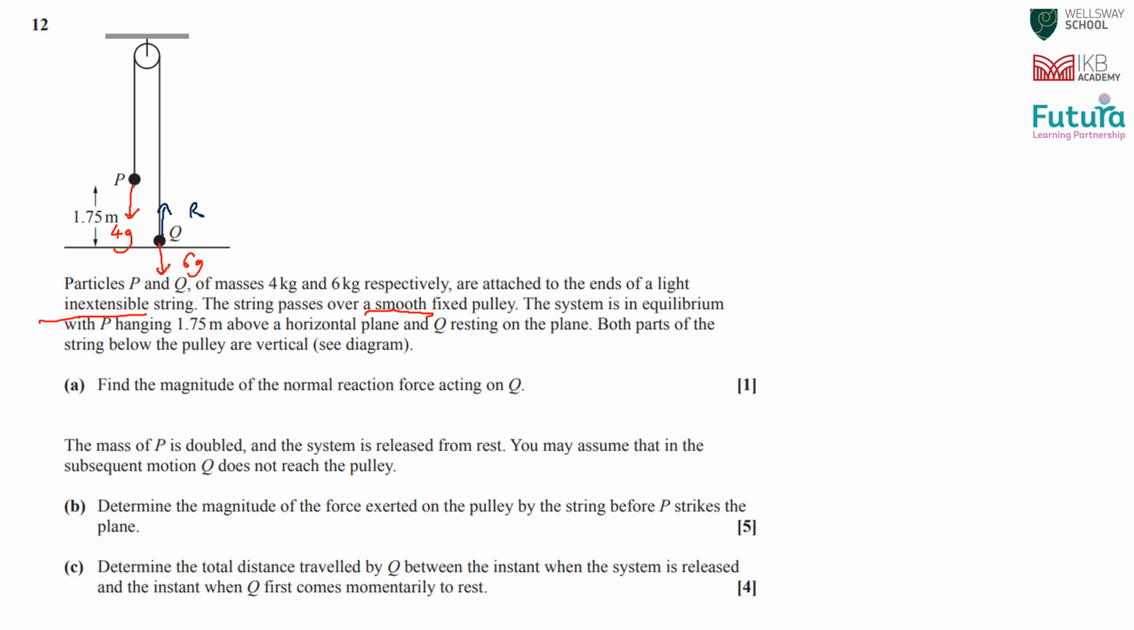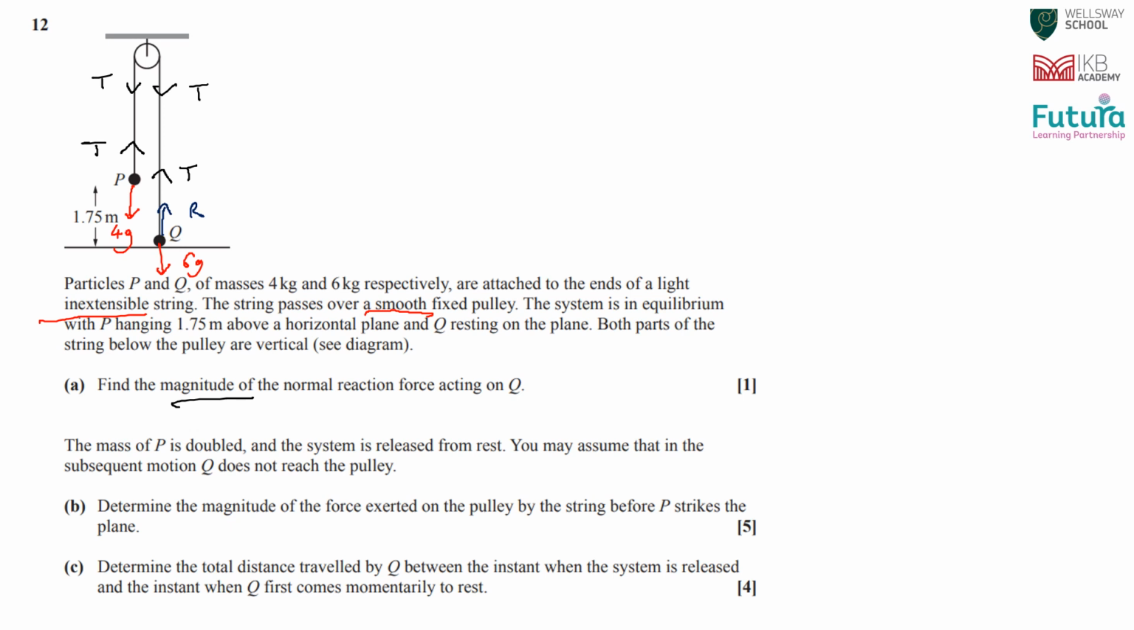Well, we've also got tension in the string. So we'll have tension in the string acting away from P. We'll have tension in the string acting away from Q. We'll also have tension acting away from the pulley and tension acting away from the pulley. Right, so part A is find the magnitude of the normal reaction force acting on Q.